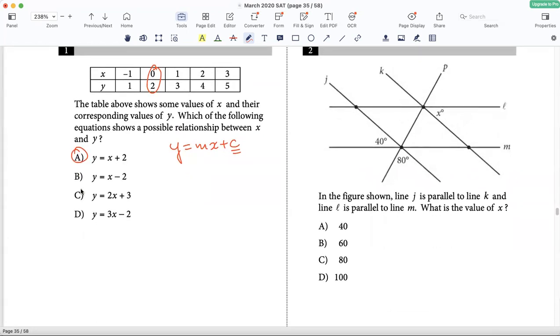In the figure shown, line J is parallel to line K and line L is parallel to line M. What is the value of x? So this is 80 and this is 40. This angle will be 60 because these three are angles on a straight line. If this is 60, then this angle is also going to be 60. And if this is 80, then this angle is also going to be 80. So then this is 40. And since this and this are alternate interior angles, x will also be 40.